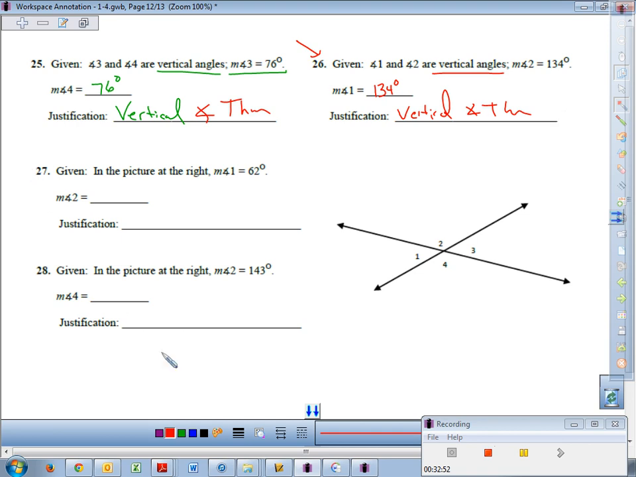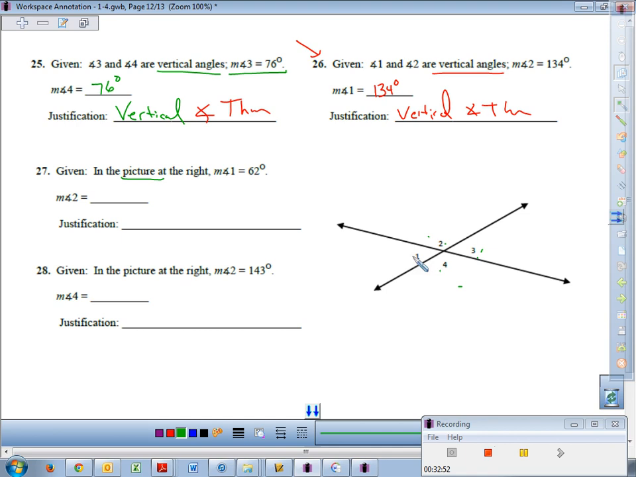Number 27. Given the picture. Cool. So we've got to move over to the picture. All right, here's the picture. It's an X! Is it always going to be vertical angles because it's an X? Are there linear pairs in that picture? Yes. Aren't angle 1 and 2 a linear pair? Aren't angle 2 and 3 a linear pair? 3 and 4 are a linear pair? And 4 and 1 are a linear pair? Right? So just because it's an X doesn't mean it's going to be vertical angles.